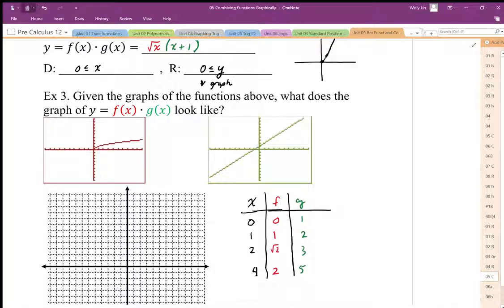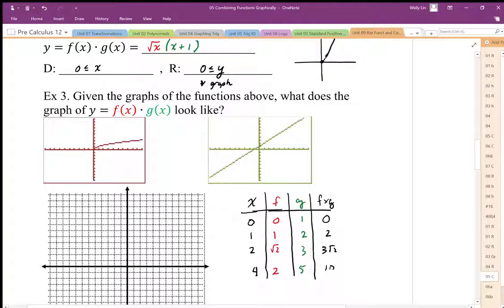Okay, and then for a combined function, this is what I want. I want the combined function, so f times g. And when I combine those, I can get some coordinates. That's going to be 0. That's going to be 2. This is going to be 3 root 2. This is going to be 10.